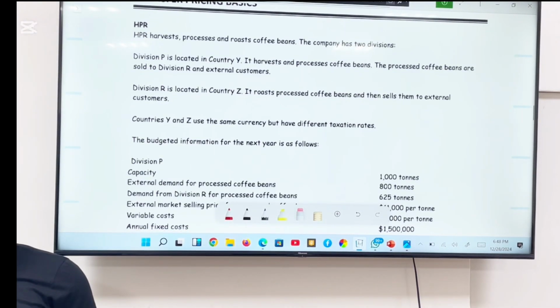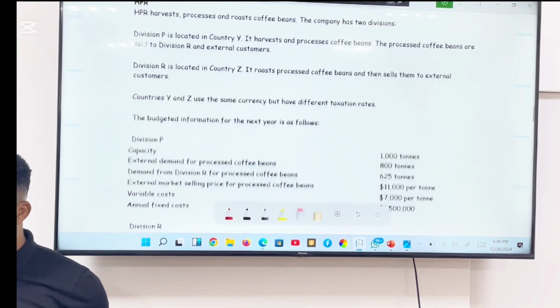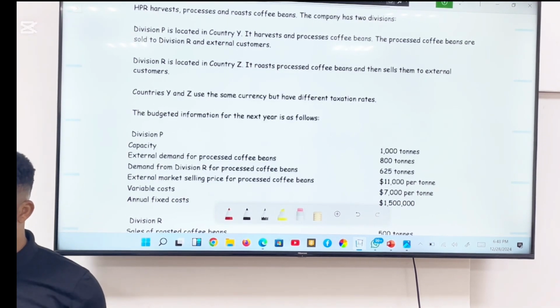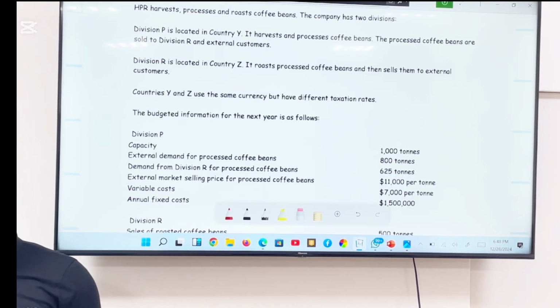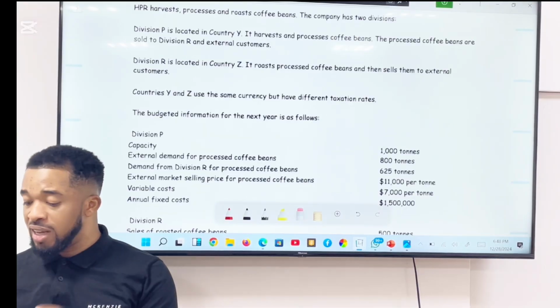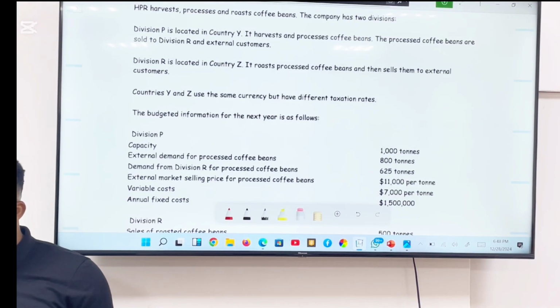The processed coffee beans are sold to division R and external customers, which means division P can sell to internal division, which is division R, and also it can sell to external customers. Division R is located in country Z, and it roasts processed coffee beans and then sells to external customers. It means division R is only selling to external customers. Countries Y and Z use the same currency but have different taxation rates.